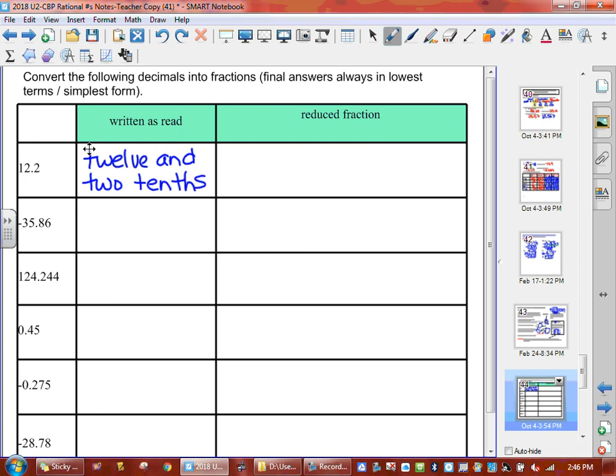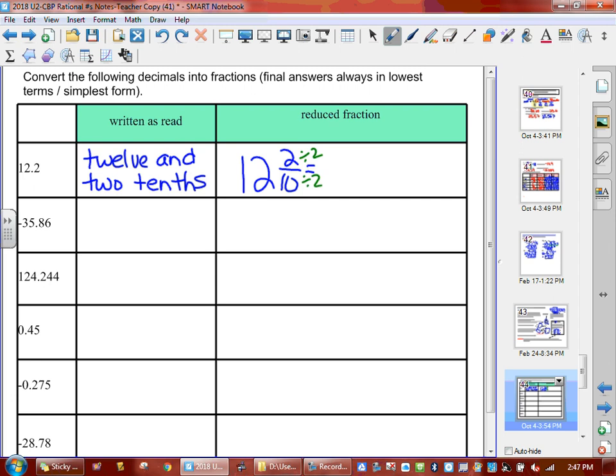Okay, 12 and 2 tenths, that's what we just wrote. And now we have to reduce the fraction part. What can we reduce with 2 and 10? They both divide by 2. Good. So we're going to divide them both by 2. And we're going to get 12 and 1/5.